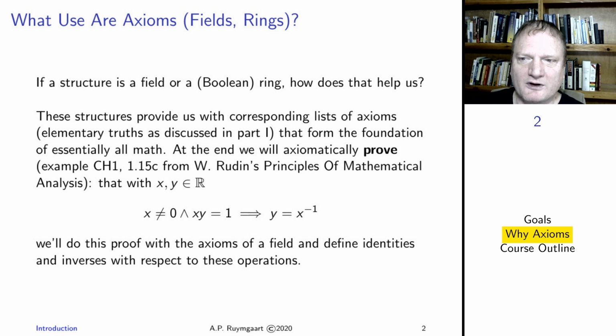And we will, at the end of this course in the review session, prove an example from Walter Rudin's Principles of Mathematical Analysis, 1.15c here. That if x does not equal 0 and the product xy equals 1, that implies that y is the inverse element of x. And we'll do this proof with the axioms and identities coming from a field. So that will be covered in this course.